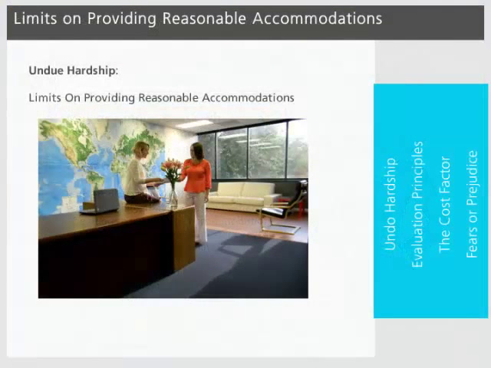In this next section, we will go over limits on providing reasonable accommodations. This module will include undue hardships, evaluation principles, the cost factor, and fears and prejudices.